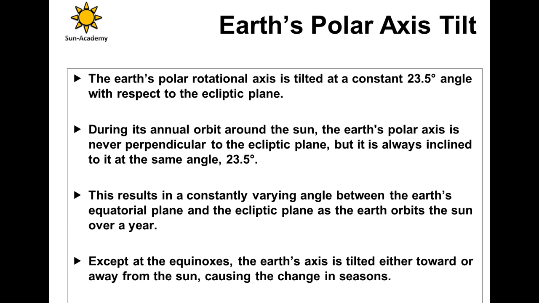This results in a constantly varying angle between the Earth's equatorial plane and the ecliptic plane as the Earth orbits around the Sun over a year. Except at the equinoxes, the Earth's axis is tilted either towards or away from the Sun, causing the change in seasons.